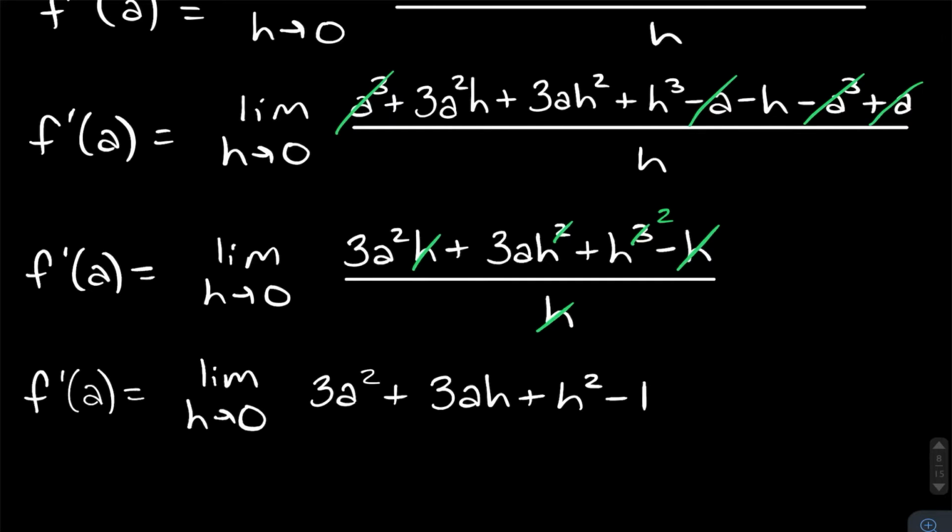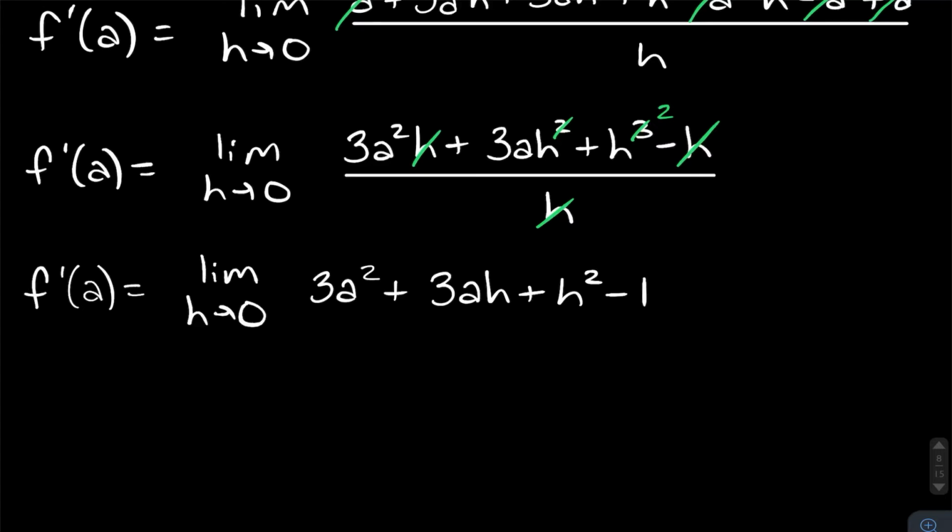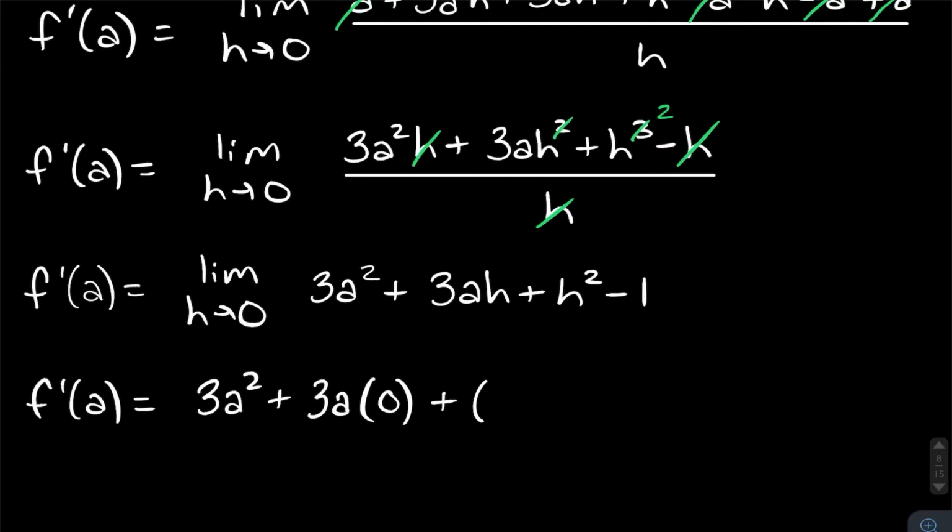We're even going to do one later when we talk about second derivatives. And so what we're going to do here, we'll just plug in h equals 0, because there's nothing stopping us from doing that anymore. Before, we were going to get an h in the denominator. So once we plug that in, we get f prime of a is going to equal 3a squared plus 3a times 0 plus 0 squared minus 1. And if you cancel out these terms, then you get 3a squared minus 1.